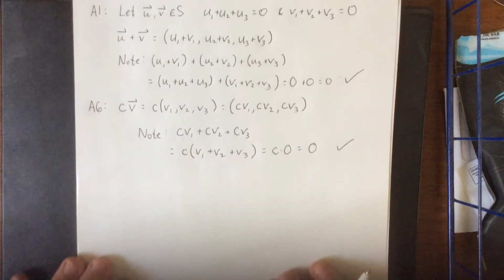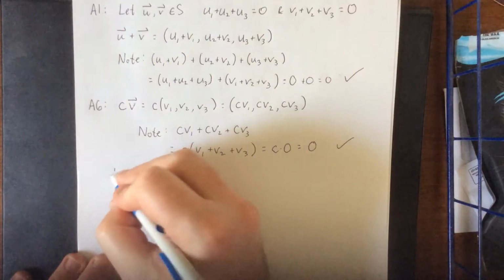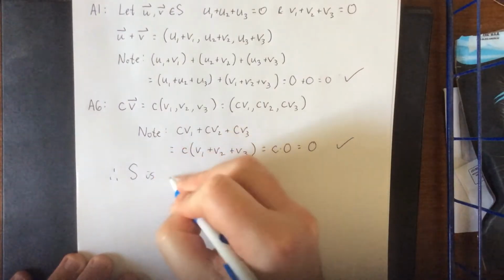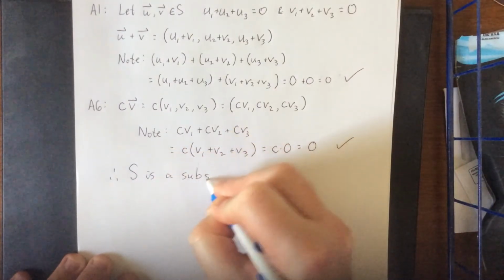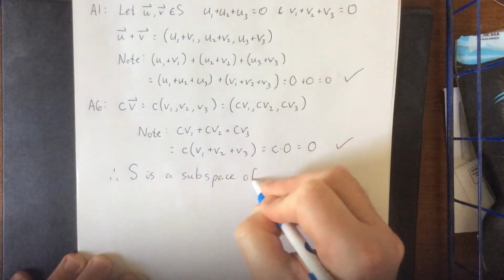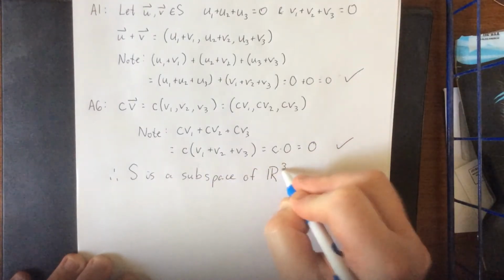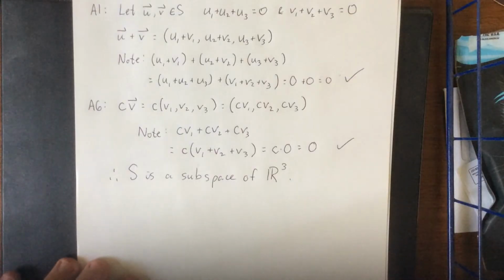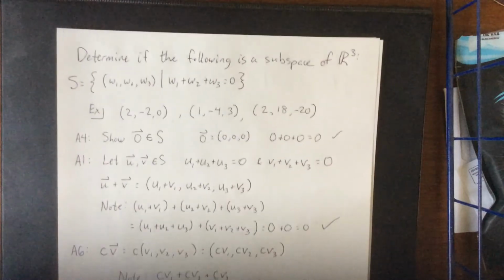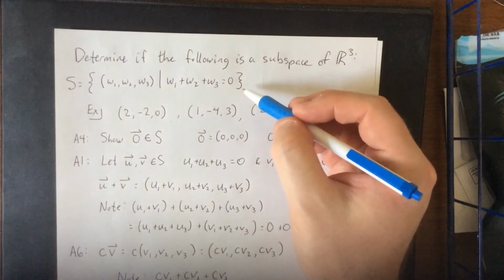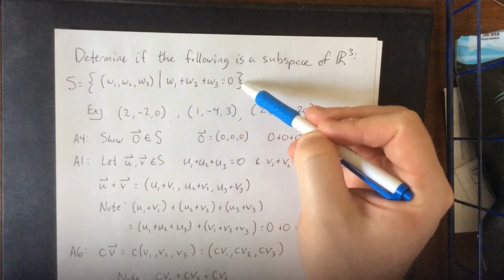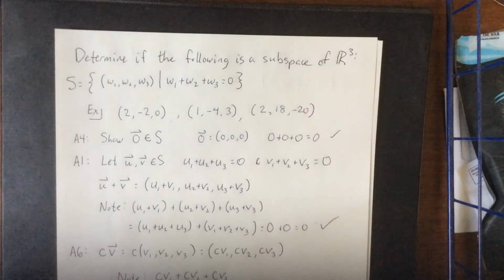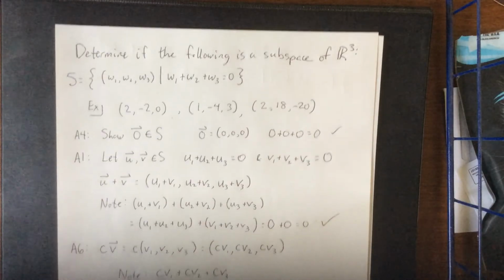So because we were able to show that all three of these axioms are satisfied, we can say, therefore, S is a subspace of R3. Now, to draw a parallel between this and Calc 3, this would also be considered the equation of a plane with normal vector 1, 1, 1 passing through the origin. So this is something that would split Euclidean space into, say, a positive side and a negative side.